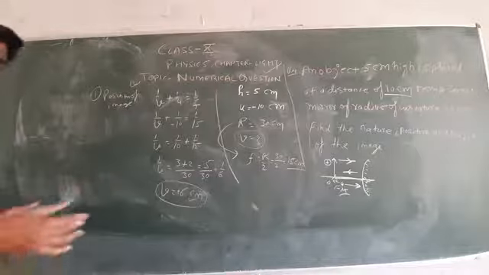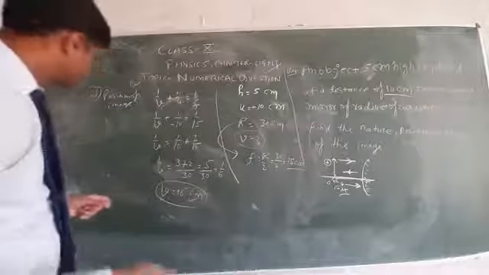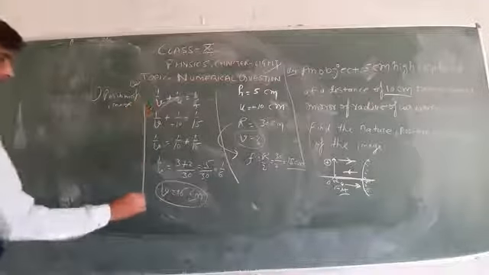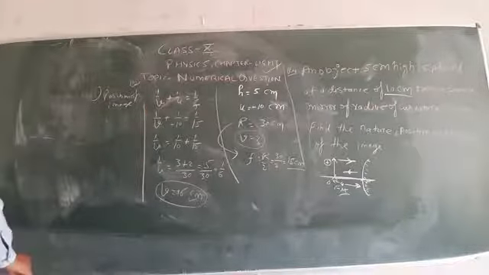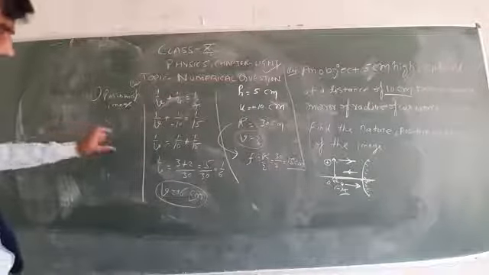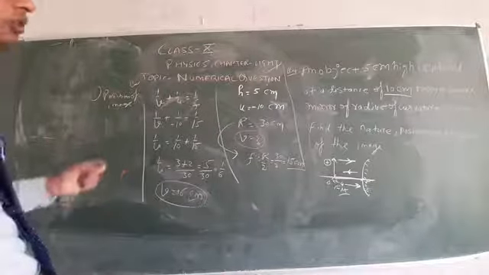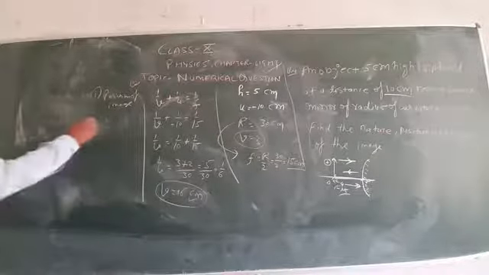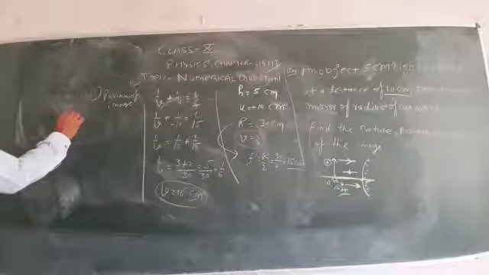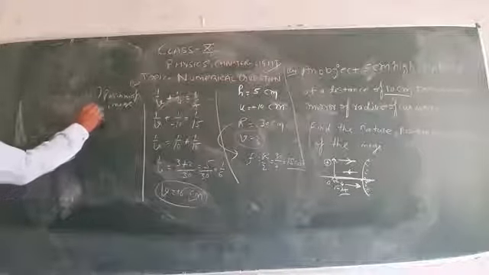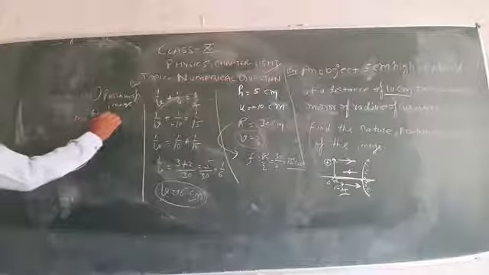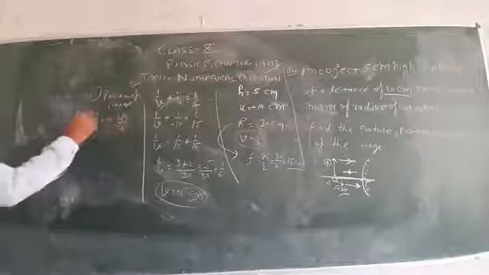So we can also draw the diagram. This is the position of image. Now we have to find size of image. As you know the formula of magnification, m equal to h dash upon h equal to minus v upon u.